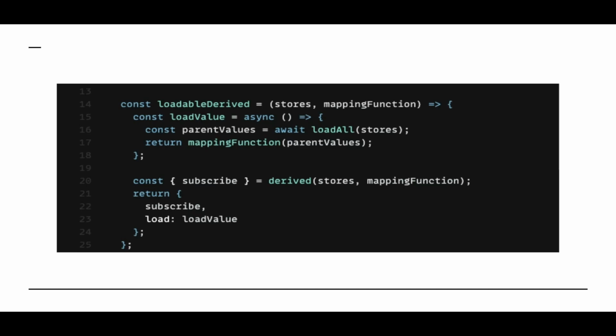What's more is that because a loadable derived store has a load function itself, we can derive from another derived store, and this load ultimately awaits the origin of the asynchronous data, not just the store's immediate parents. In this way, we are bubbling up load requests using the same structure we have already described through the creation of our derived stores. Let's take a look at how this actually works in a component.